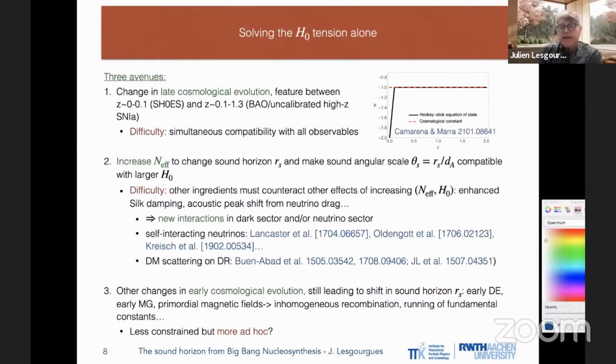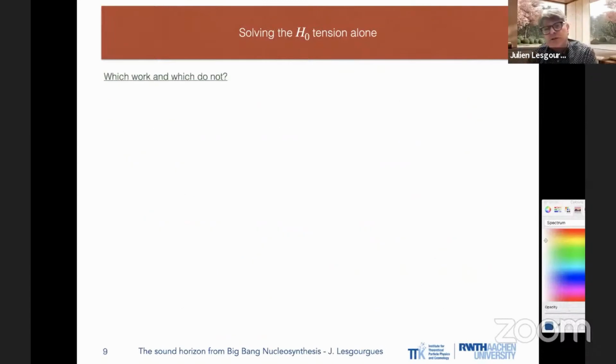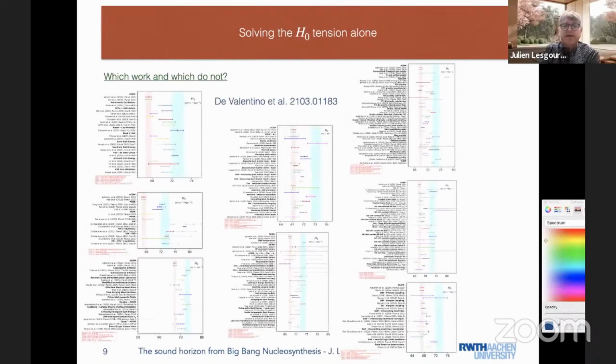So how do you decide which models work and which do not? Well, you can do like the heroic effort of a group of people led by Eleonora di Valentino. They have compiled all existing proposals for solving the Hubble tension. It's a tremendous work because there are more than 100 models, and most probably you cannot read all the names on these slides. Each line here is a proposal to solve the Hubble tension and the corresponding prediction for H naught.